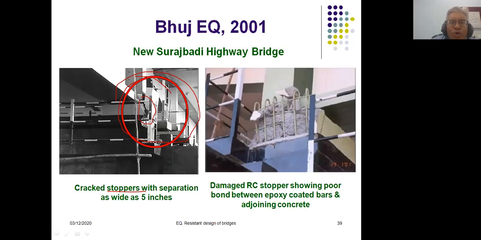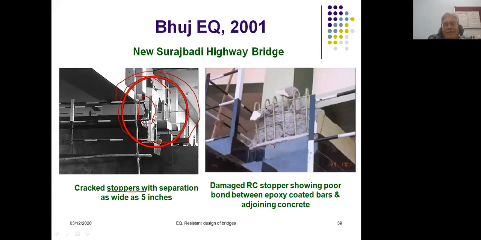Such seismic stoppers need to be placed, and they are to be designed for more forces so that they remain elastic and can sustain more force, and they saved the bridges. Otherwise, this span would have had transverse deformations, and it may have fallen from the support. But because of these stoppers, you can see that the bridge remained as it is. Of course, stoppers failed, but they can later be repaired or replaced. But you can see they saved the bridges.